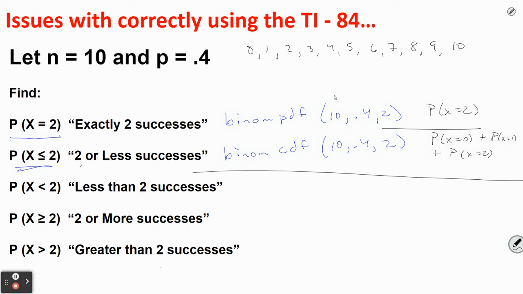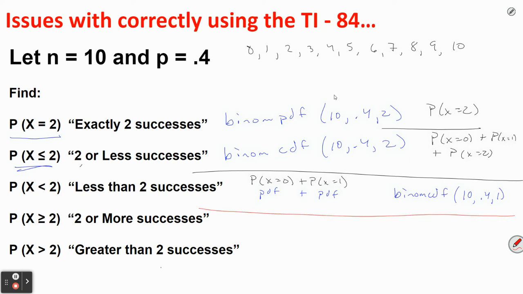When we get down to this third one, we don't want to include 2 anymore. So now we want to do x equals 0 plus x equals 1. We don't want to include 2 because we want to be less than 2. So now you can do either PDF plus PDF, or what I like to do is go binomial CDF 10, 0.4, but then I only go up to 1 because I only want to include 1. I don't want to include 2, right? So now I want to skip down.